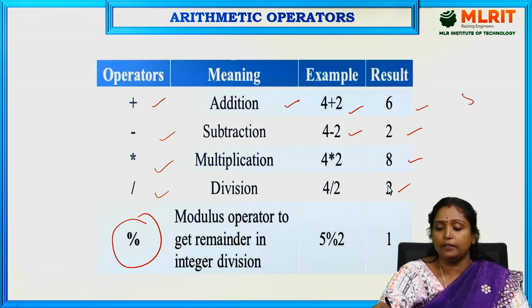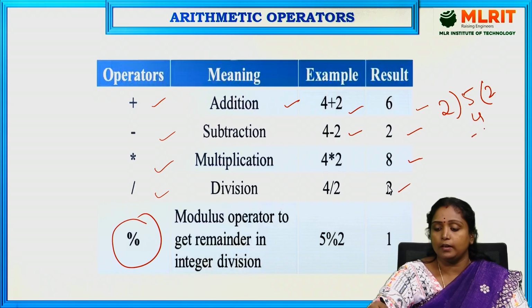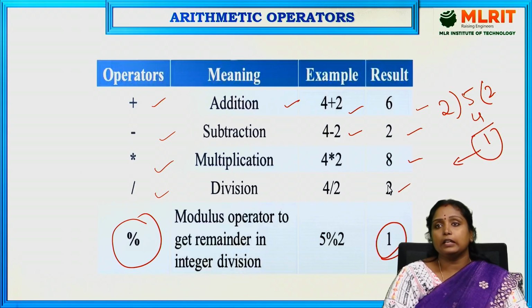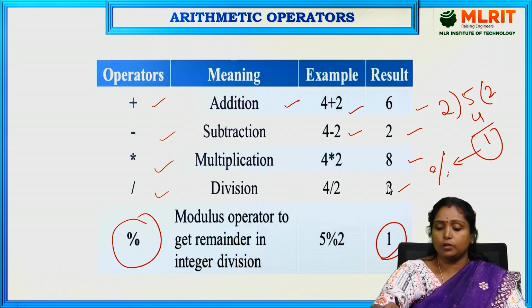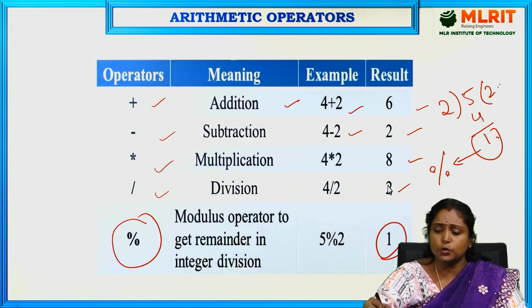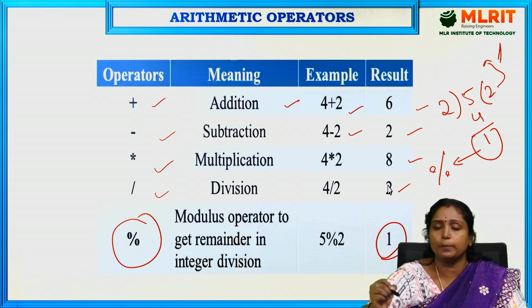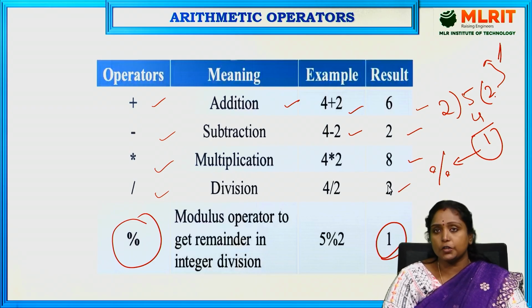So here the modulus operator in C is used to give you the remainder value. When I divide 5 by 2, 2 2s are 4 and 1 is the remainder. So this 1 will be given using modulus. When you use the modulus operator, it will give you the remainder value. When you use the slash operator, it will give you the quotient value.